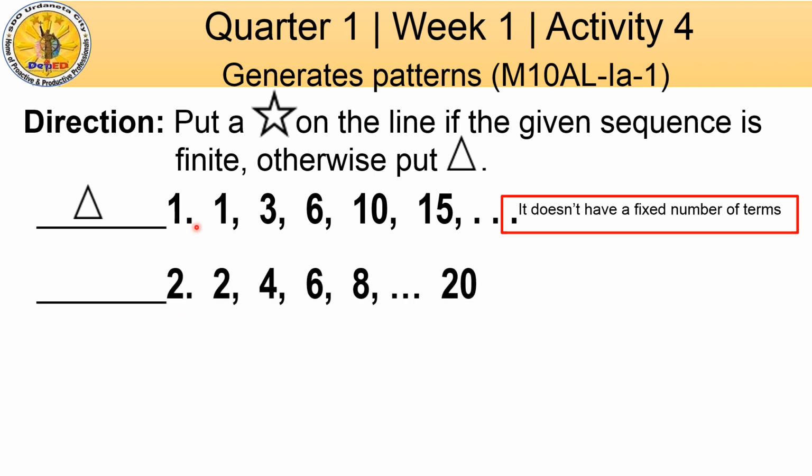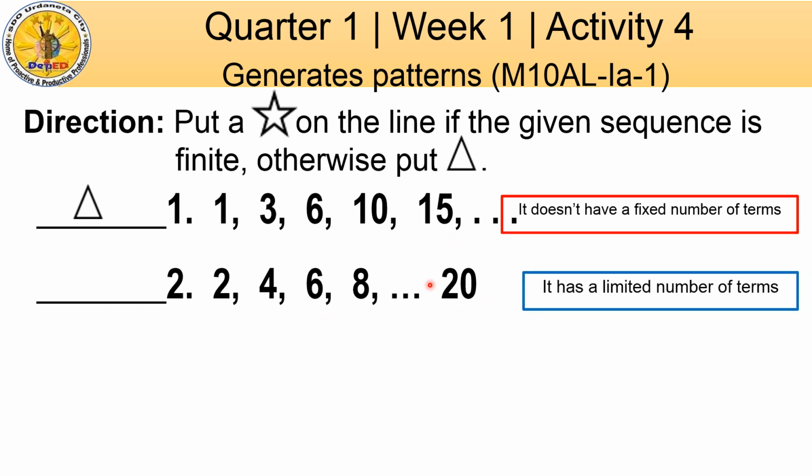Example number 2, this sequence 2, 4, 6, 8 till 20 has its last term and it has a limited number of terms, then this is an example of finite sequence. So we're going to put a star.